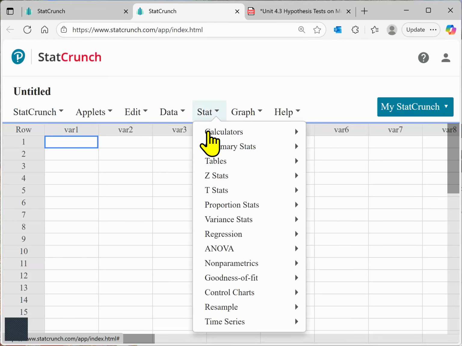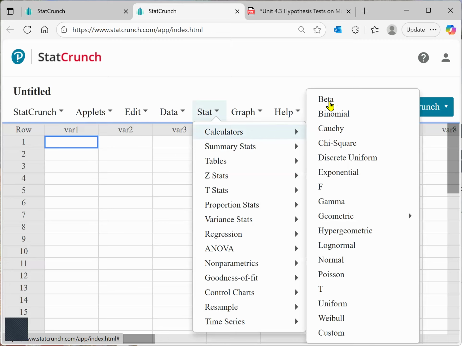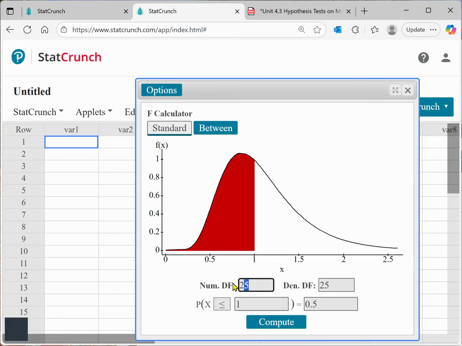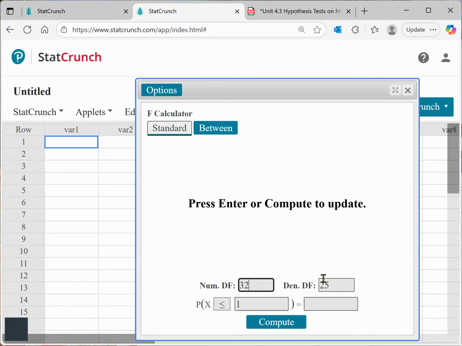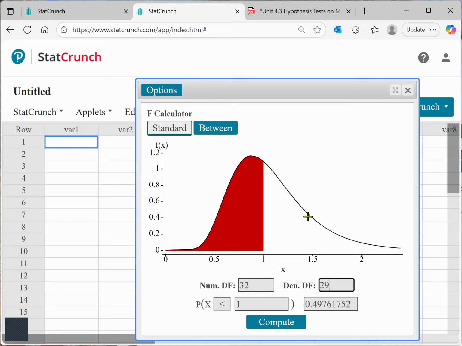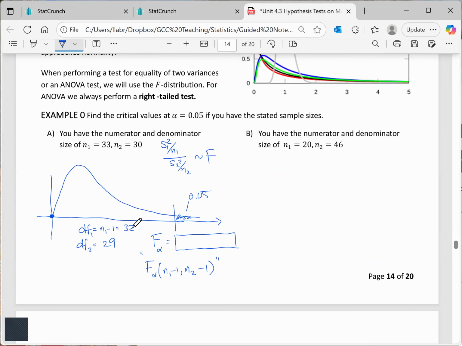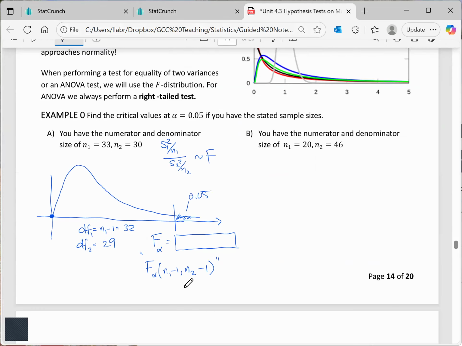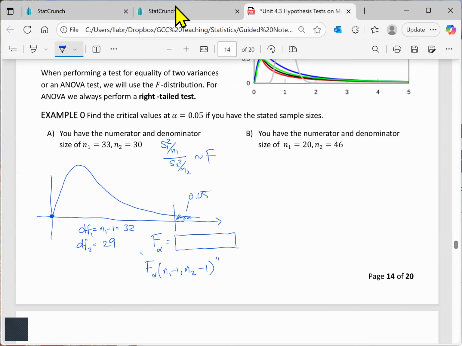Remember that we go to Stat, Calculators whenever you have a picture like that, and you go to the distribution that you're dealing with. In my case, it's an F. Let's type these in here. So N1 was 32, and the second one is 29. So I get a picture that looks like this. Let's verify, 32, and 29. So just keep the order like that. Whichever one comes first, type that one in first.